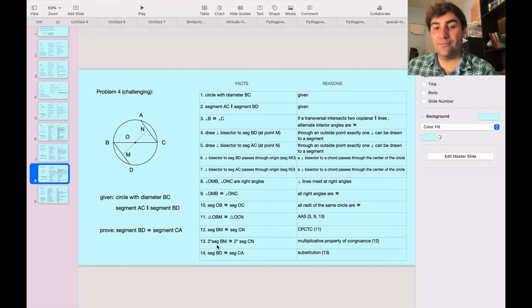So if I multiply both sides by 2, the congruence relation in statement 12, and then I substitute, I get segment BD is congruent to segment CA by substitution.